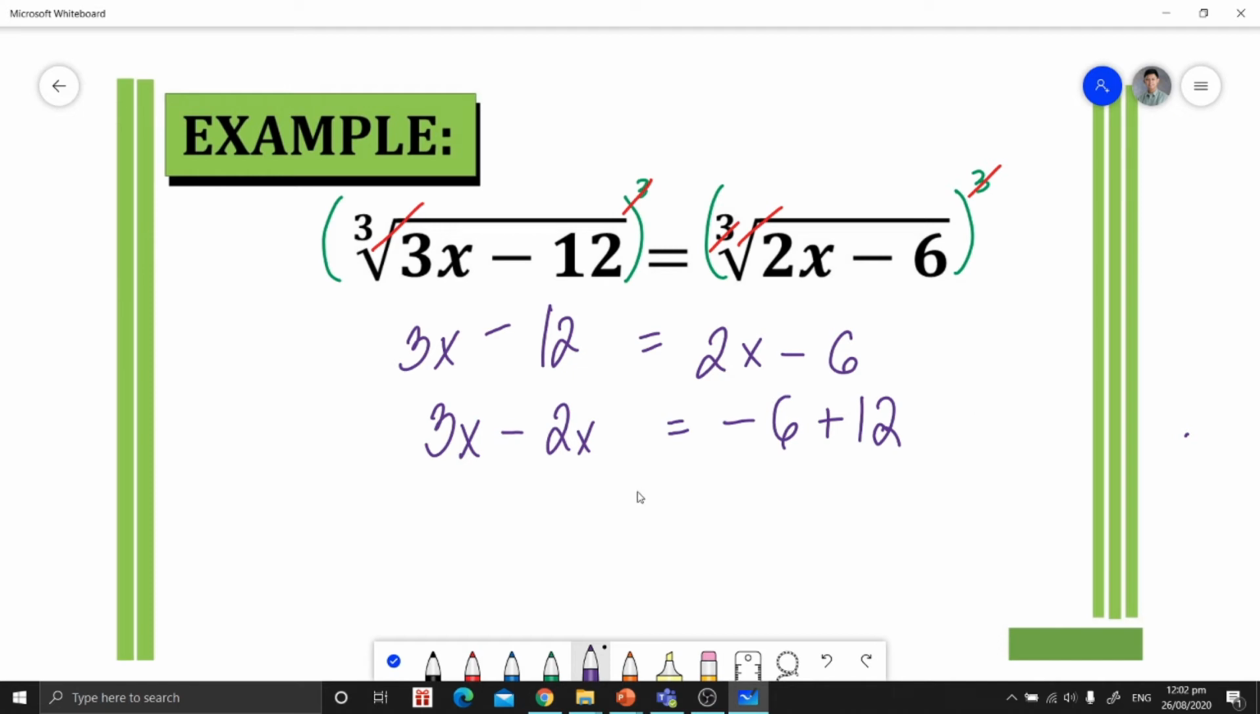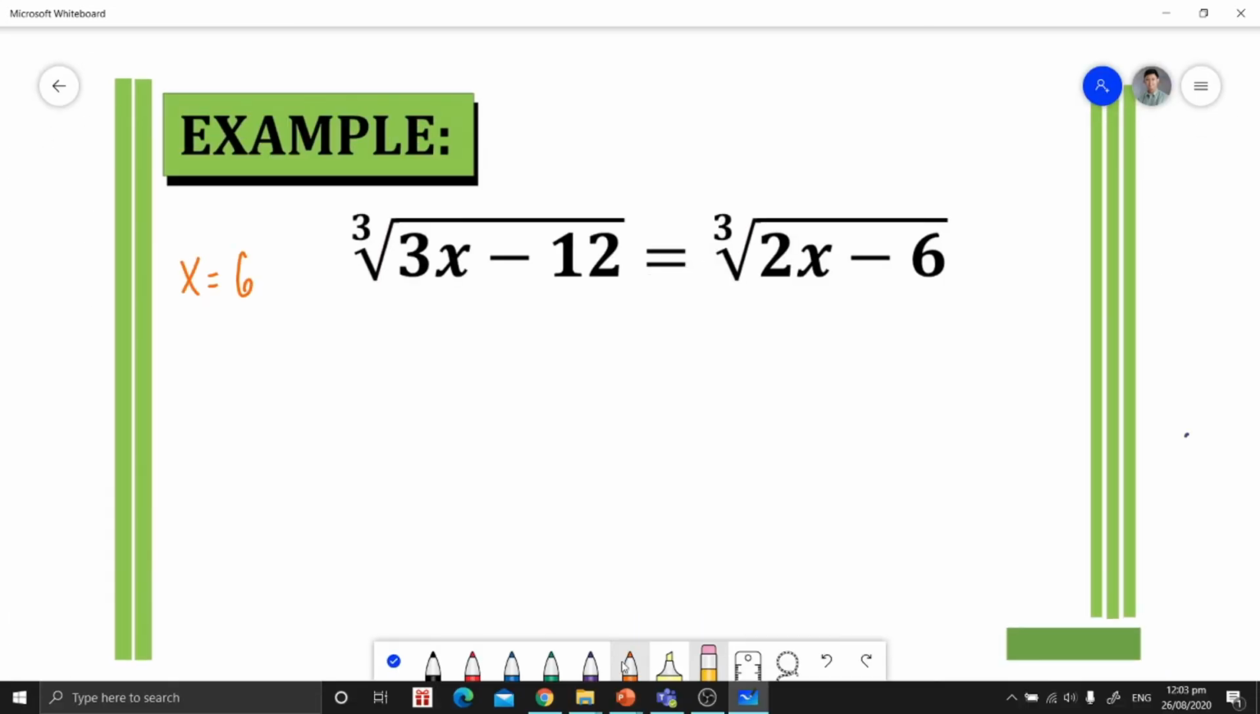Okay, so now combining like terms, we have x is equal to positive 6. And that will be the value of x that we're going to check. That's not yet our final answer because we're going to apply the checking. So let's write it here. Now, let's check whether our value of x is equal to 6.